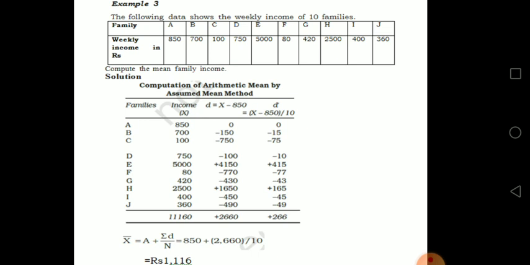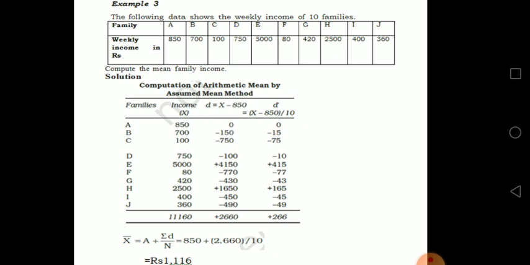So if I take X minus A, that will give me 850 minus 850, which is 0. For the second observation, I'm going to get 700 minus 850, which gives me minus 150. If I take observation C, I'm going to get 100 minus 850, which gives me minus 750. And we continue like that, and at the end of it, we get all the deviations for all observations.